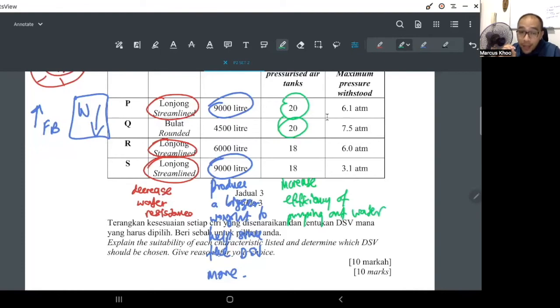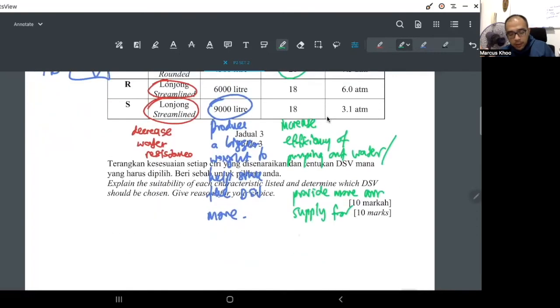Okay, apart from that, the air tanks also serve as air supply for the crew. So you can say to provide more air supply for the crew. Okay, this is also another possible answer. You can talk about air supply, or you can also talk about the efficiency of pumping out the water. Okay, so they pump out the water by using air.